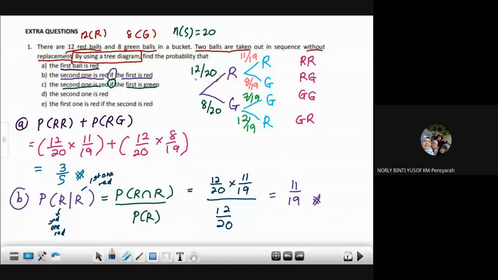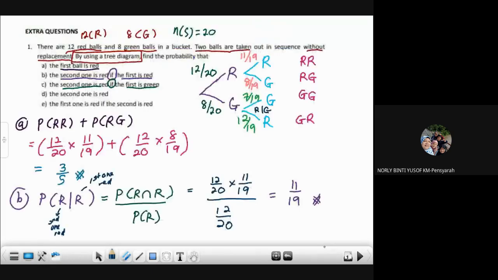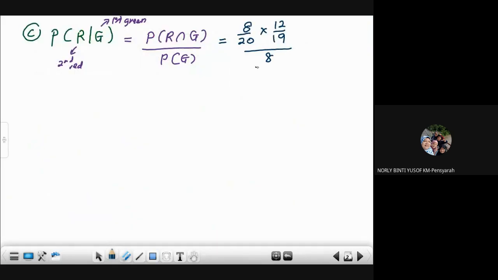Okay, jadi jangan ambil 12/20 kali dengan 8/19. Tu salah lah. So here, kat sini kita boleh tulis kat sini sebab kita ada dua, RG dengan GR. That means R intersect green or green intersect R. Tapi kat sini, your first one is green ball. So should be given probability for this one is R given green. So you akan ambil 8/20 kali 12/19 divided by probability of green 8/20. Okay, and you calculate, you will got 12/19.